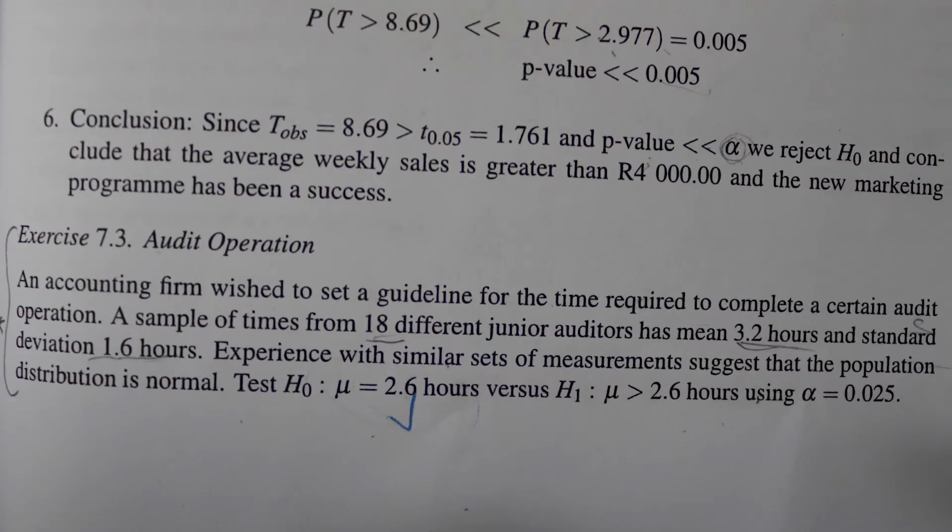Okay. An accounting firm wished to set a guideline for the time required to complete a certain audit operation. A sample of times from 18 different junior auditors has a mean of 3.2 hours and standard deviation of 1.6 hours. Experience with similar sets of measurements suggests that the population distribution is normal. Test H0, where mu is equal to 2.6 hours, versus H1, where mu is greater than 2.6 hours, using alpha equal to 0.025.